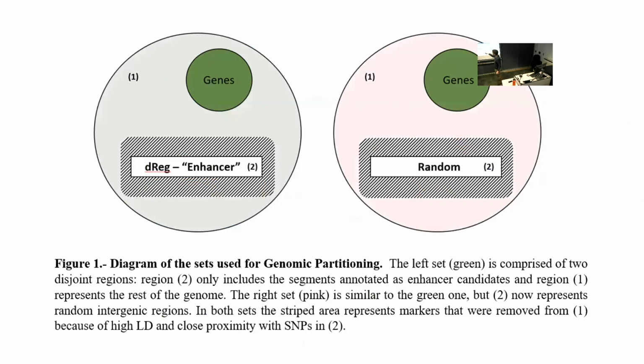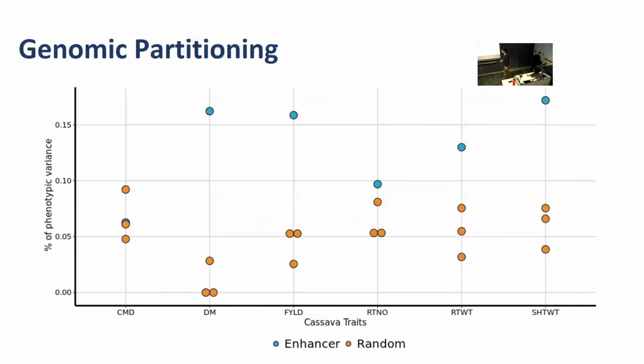And then I built another kernel with the rest of the genome. And I compared what I have here with my null hypothesis of a random set of markers that have the same distribution as the enhancers that I found, also pruned for LD, and the second kernel. And when we ran the genomic partitioning and looked at the percentage of phenotypic variance explained for several traits, on the enhancer regions in blue versus random regions in orange, for most of the traits, dry matter content, fresh yield, root number, root weight, and shoot weight, they are explaining way more phenotypic variance than the random set. The only trait where this is not working is CMD.